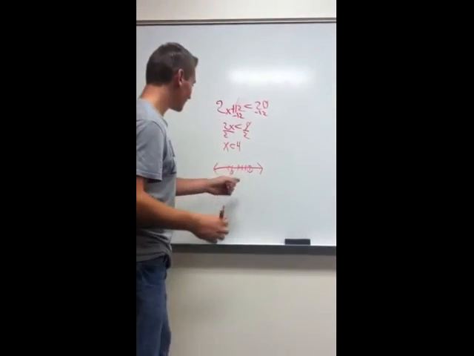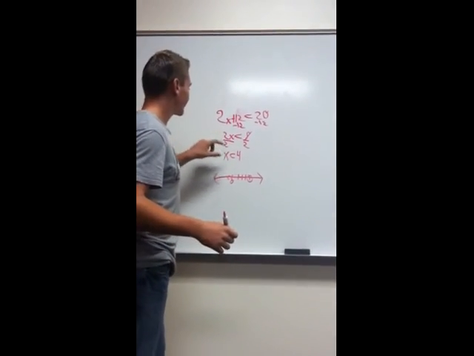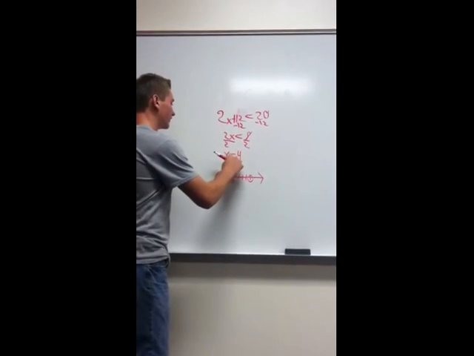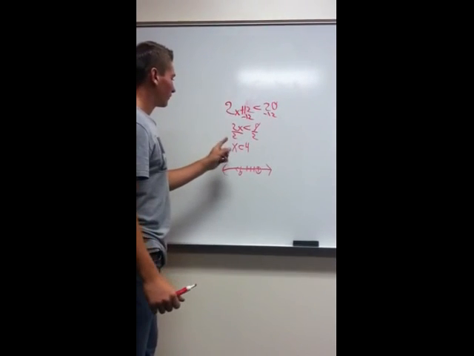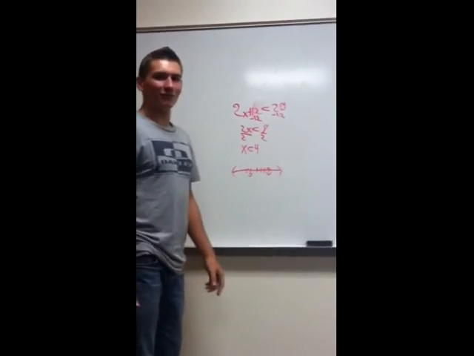The reason that's how it is is because x cannot equal 4, because there's no line underneath.